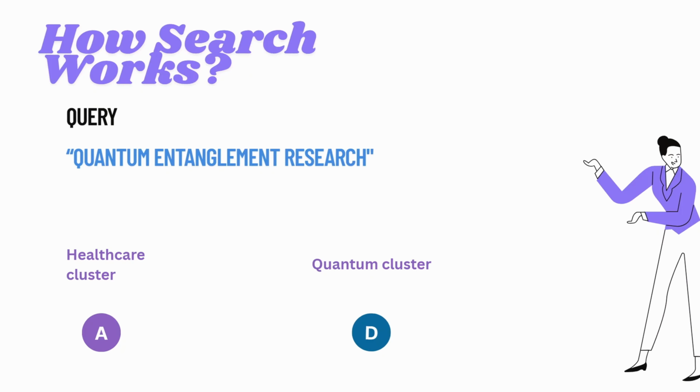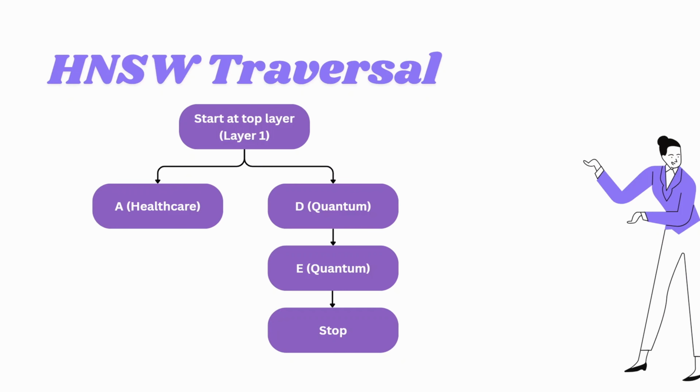Since the query is all about quantum, it is more similar to D. So we move to layer 0 starting from D and exploring connected nodes like E. Based on cosine similarity scores, we return the top k most similar vectors, which in this case would be E and D. Now, this flowchart summarizes that entire process visually, step by step, to make it easier to understand.